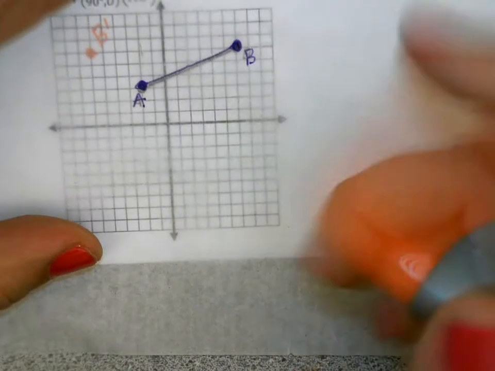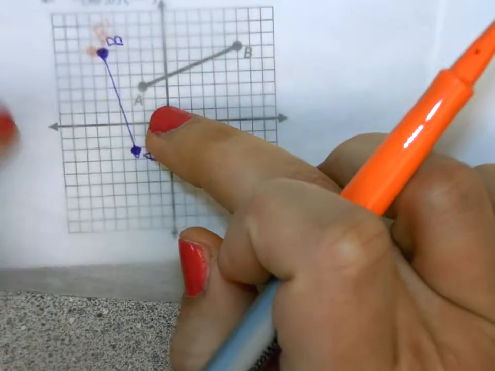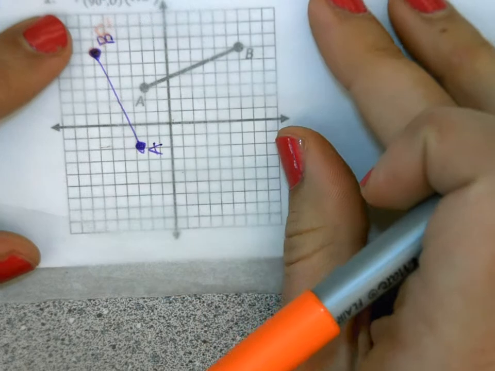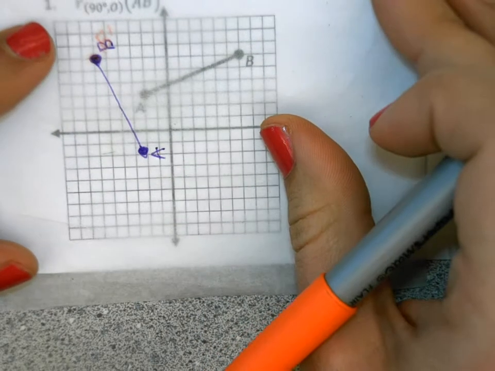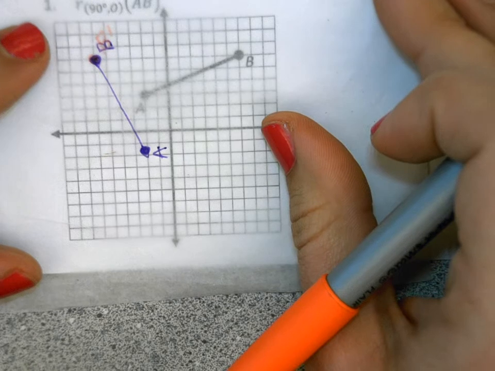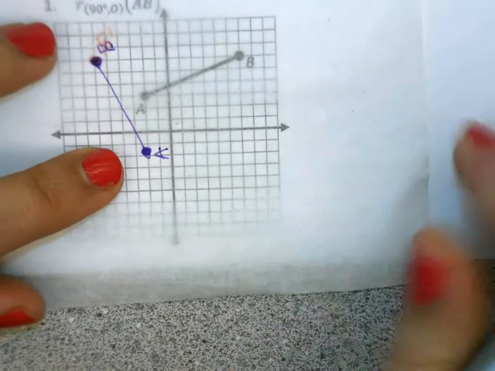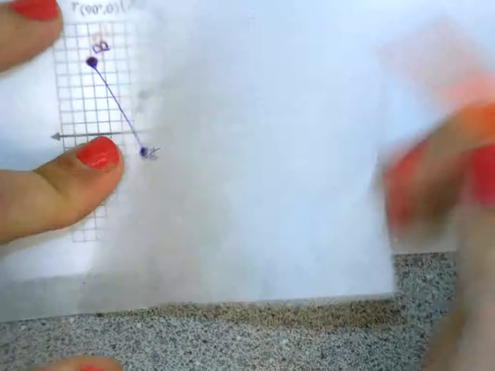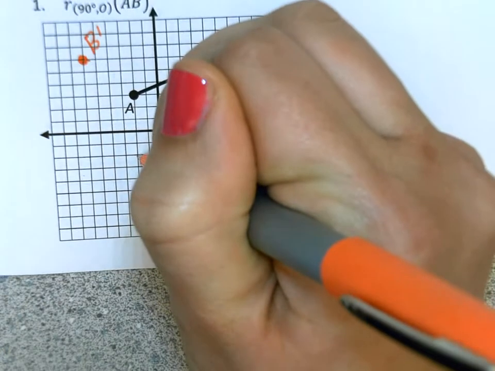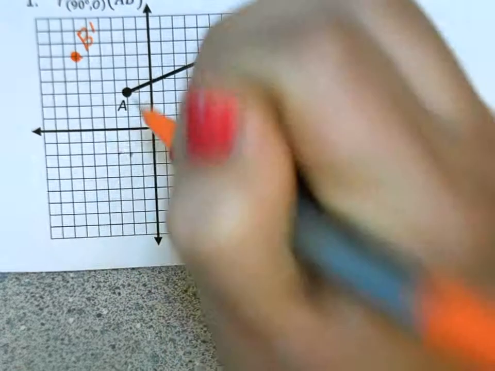Let me do this again. So if B prime is there, A prime should be here. It's at like -3, -2, right? Yeah, -3, -2. I got -3, -2. Oh, you're right. -3, -2.